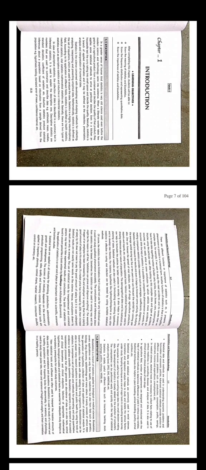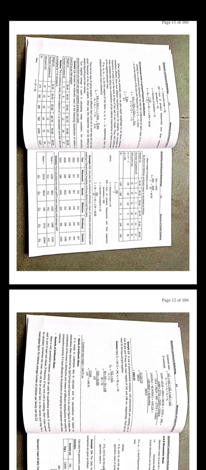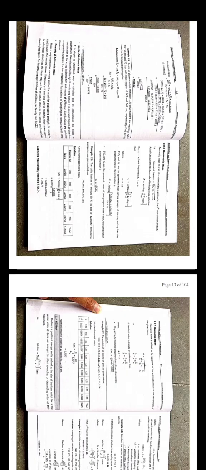Biostatistics, measure of central tendency, dispersion, and correlation. Statistics is the branch of mathematics dealing with the collection, organization, analysis, interpretation, and presentation of data. It is a form of mathematical analysis which uses quantified models.